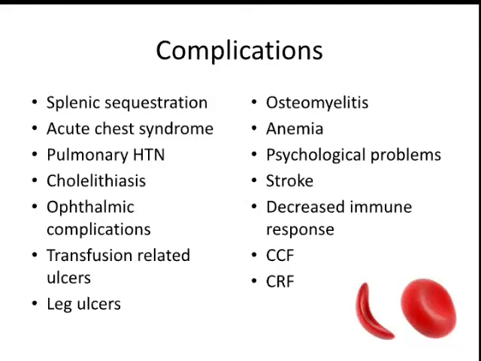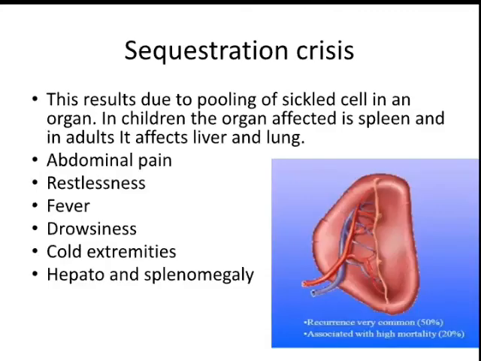We will see all these things happen mostly because of damage to the blood vessels caused by the sickle cell and decreased blood circulation. So we will see some of the important complications here. Sequestration crisis. So what is the sequestration crisis? It is pooling of sickled cells in an organ. So all these sickle cells go and get inside the organ and damage the organ.